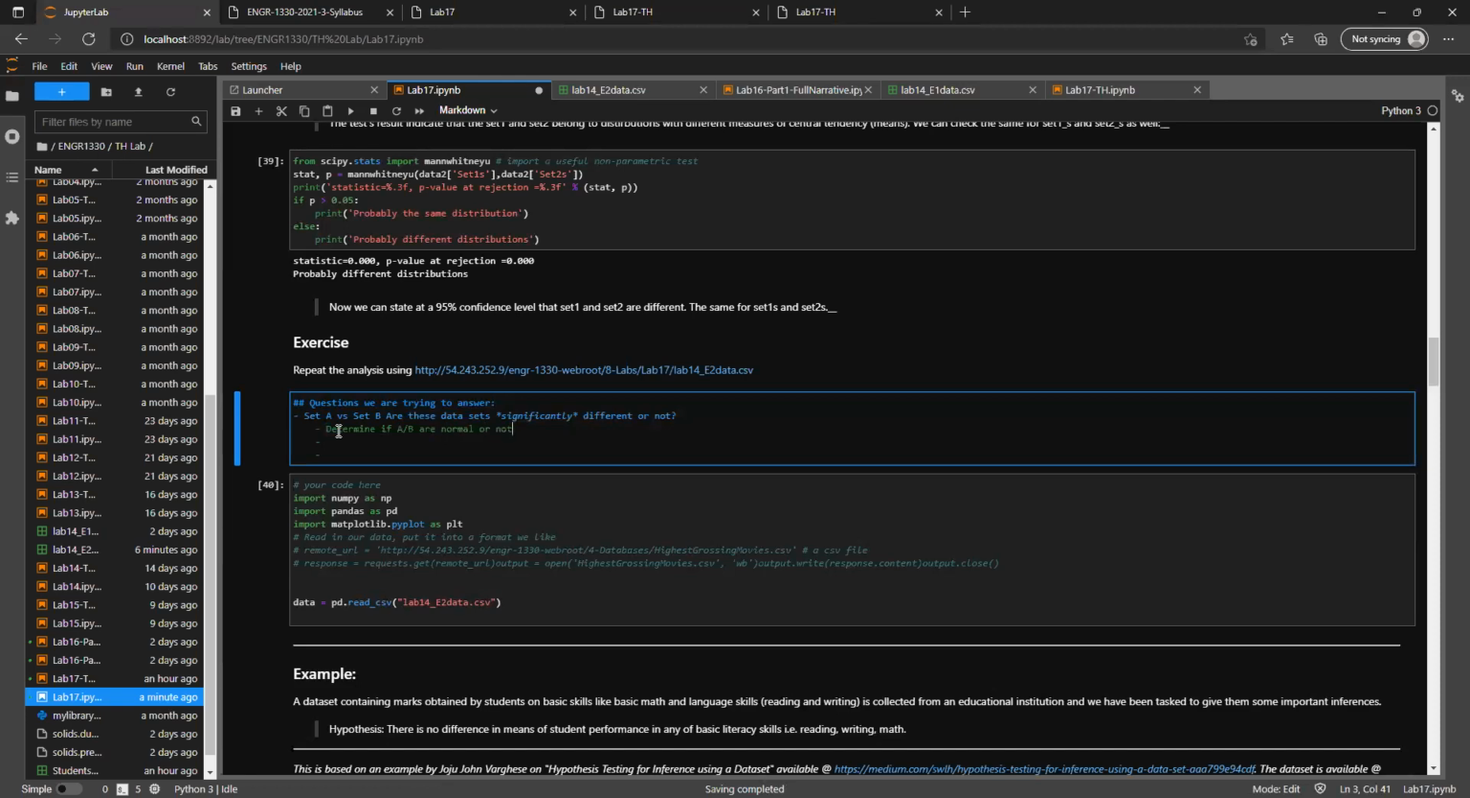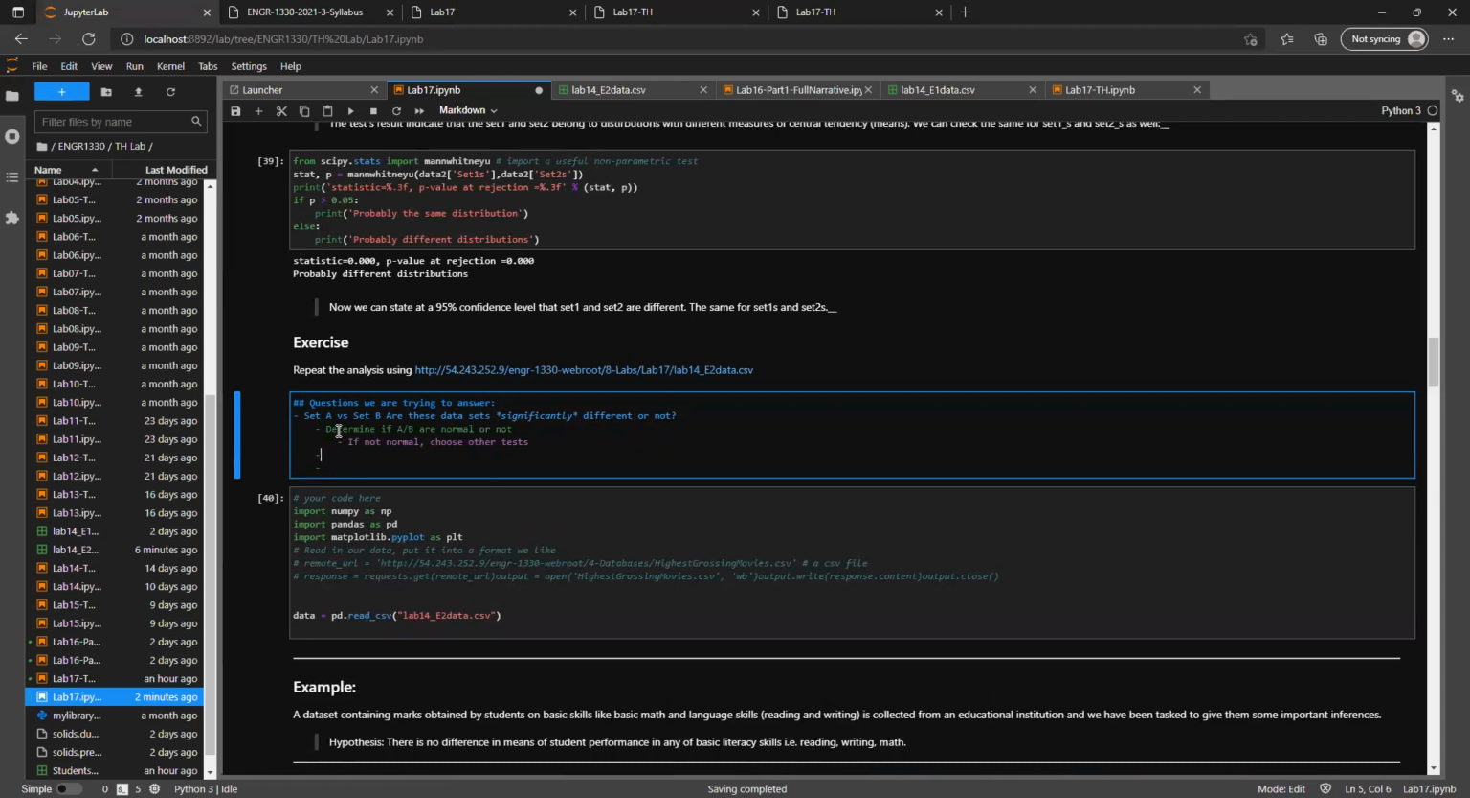Okay. What are we going to do after that? If normal, well, let's just say, I think it works this way. If not normal, choose other tests. If normal, okay, so determine if they came from the same distribution. That's really close.